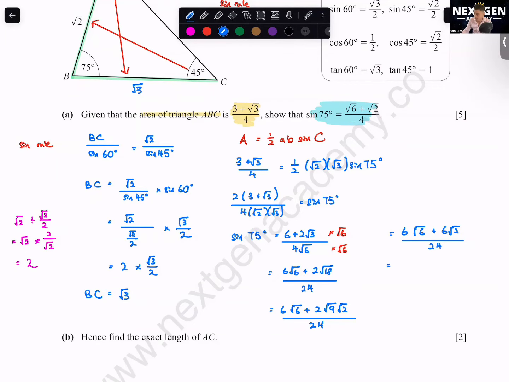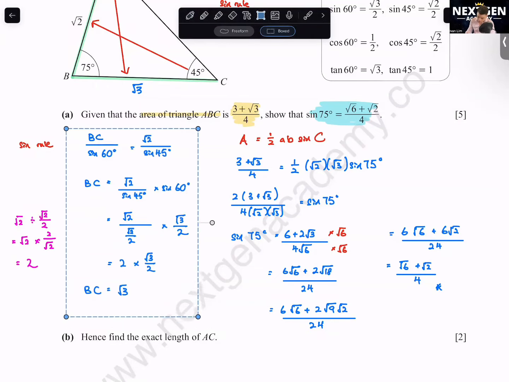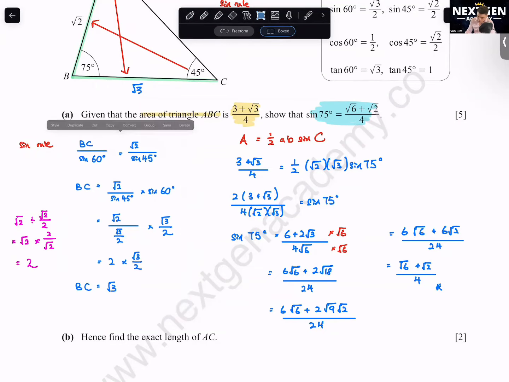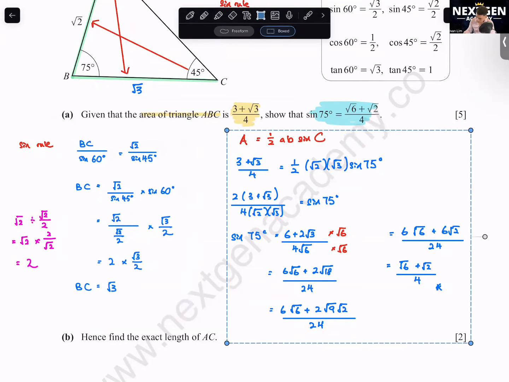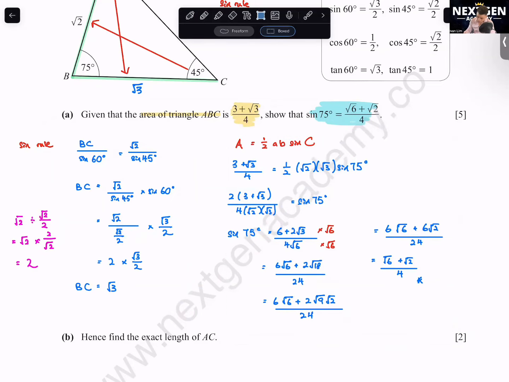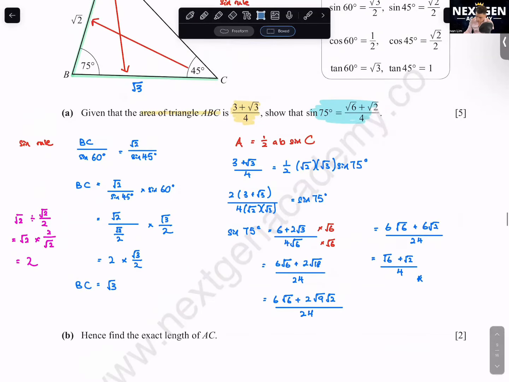Divide all of it by 6, and we'll get √6 plus √2 over 4. If you are unsure what to present, it is always best to write extra. Just write extra, you won't get it wrong. Okay, this is question A. So we got sin 75 ready.